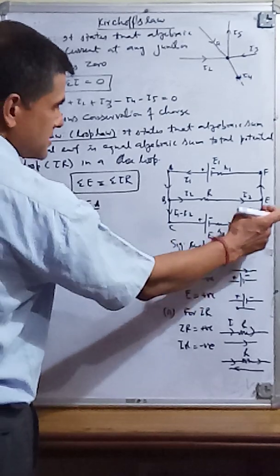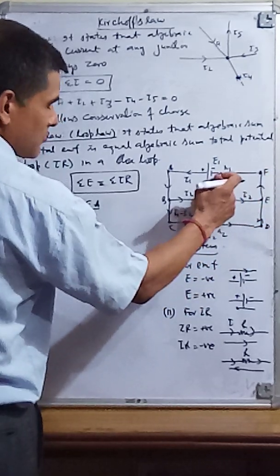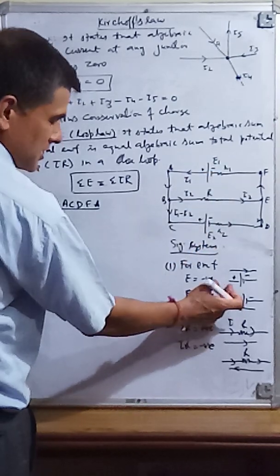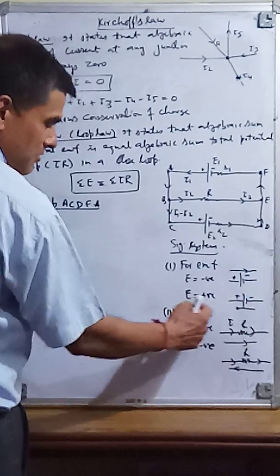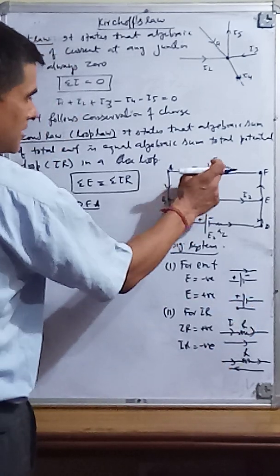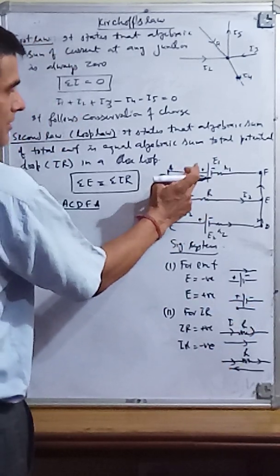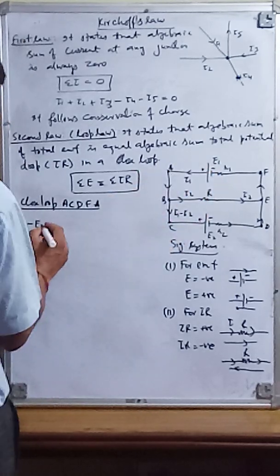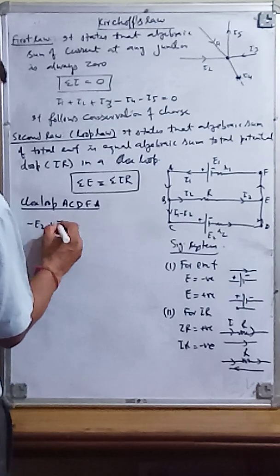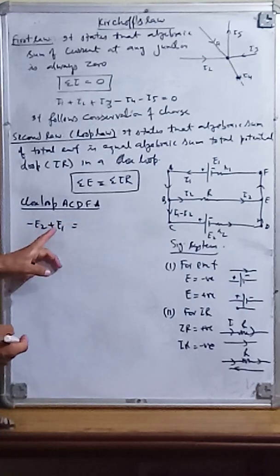Now go for the cell. This is a cell. Now I am crossing minus to plus. This is the case, minus to plus. So EMF will be taken positive. I am coming in this direction, leaving the cell. The terminal at the last end is the positive. So E1 will be positive, right?